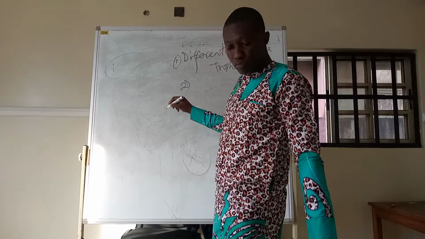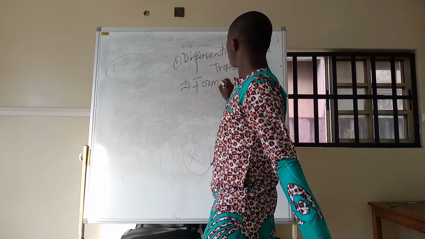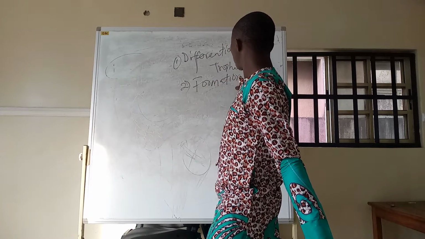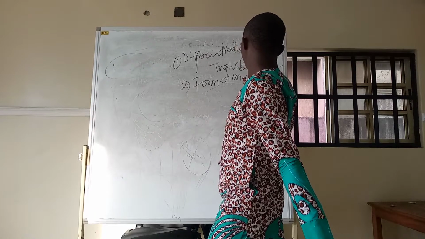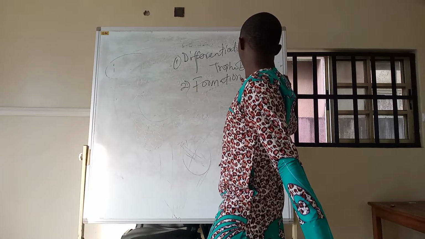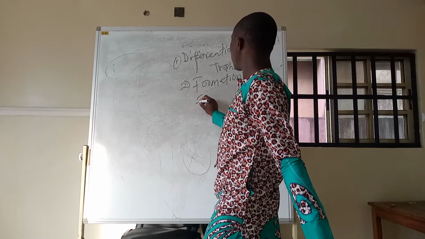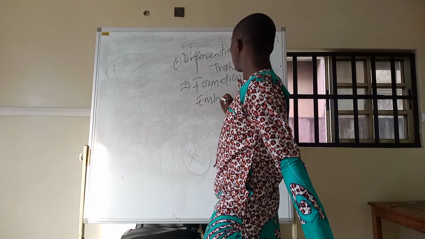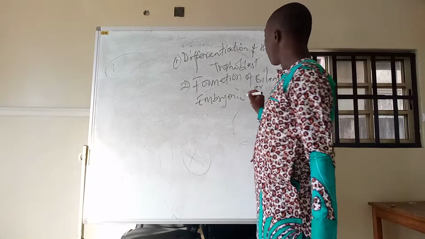Number 2, formation of bilaminar. I'm listing the major events and will pick them one after the other. Bi means how many? 2. Bilaminar embryonic disc. Formation of bilaminar embryonic disc.